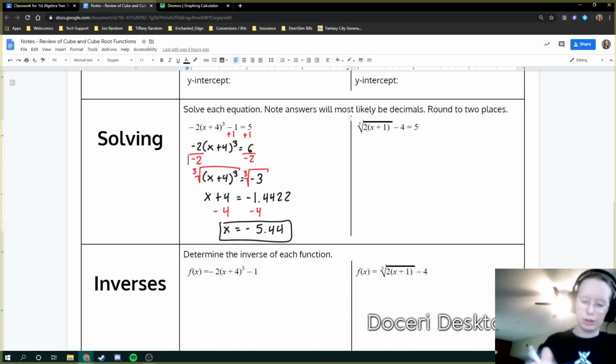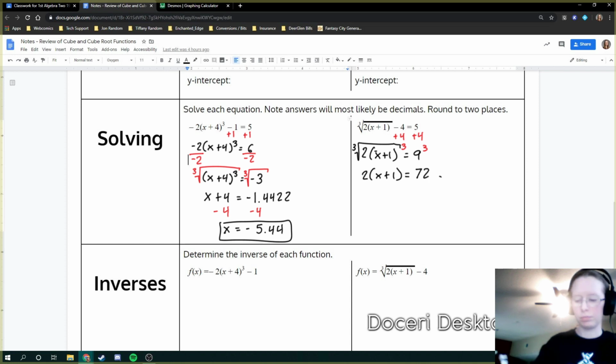Okay, on this one, start off by adding 4 to both sides. This time I've got a cube root, so I'm going to cube both sides to get rid of it. Nine cubed, I don't know what that is off the top of my head, so I'm going to use Desmos to figure it out. 729. I'm going to divide that answer by 2.